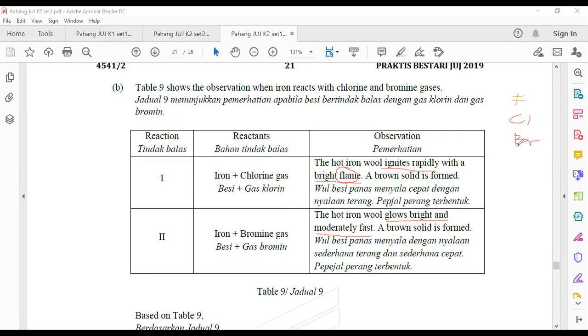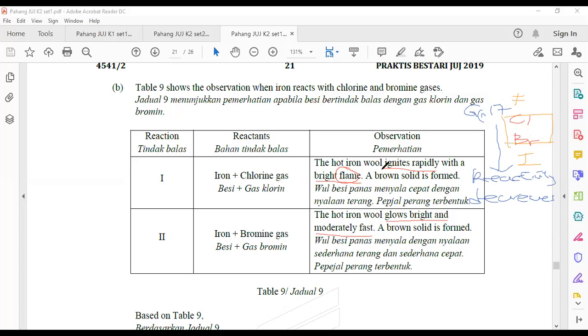The fluorine, the chlorine, the bromine, and the iodine. Today we are talking about these two. So we know that going down group 17, the reactivity decreases. Okay, so this reaction tells you the reactivity decreases.